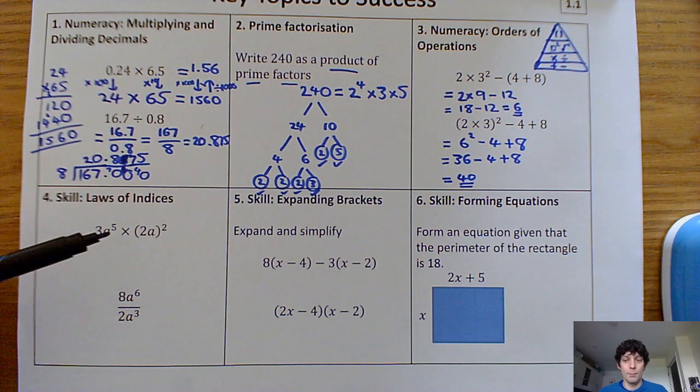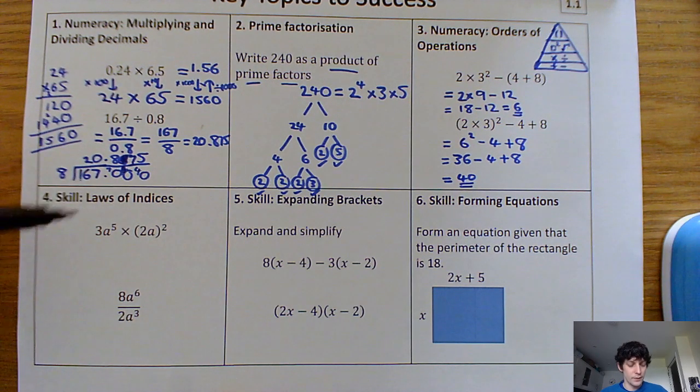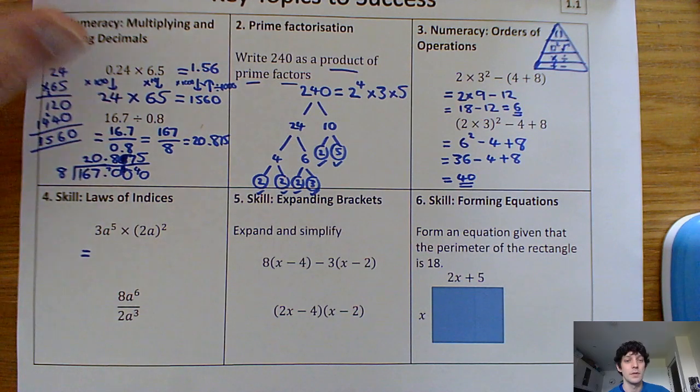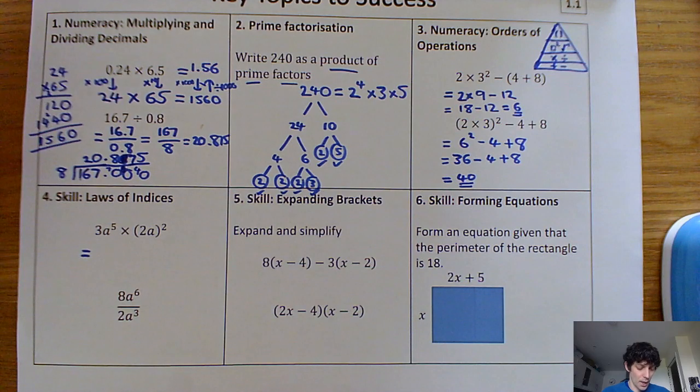Okay, on the bottom row, we've got laws of indices. So there's broadly 3 laws that we might want to remember. When we're multiplying, we add the powers. When we're dividing, we subtract the powers. And when we've got brackets, we multiply the powers. We're not going to use all of them at the same time in these questions, but we are going to try and work on all of them at some point.